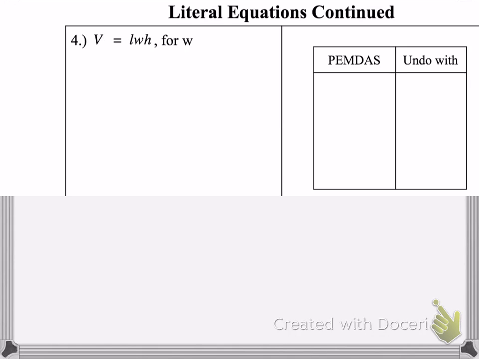Now we have V equals LHW. So first of all, I'm going to rewrite this. V equals L, well, what's missing? Times W times H. All of those things are multiplied together. And it wants me to solve for variable W. This is the variable we're looking for. So what order of operations are we doing to W? Well, we're multiplying by L. And we're multiplying by H.